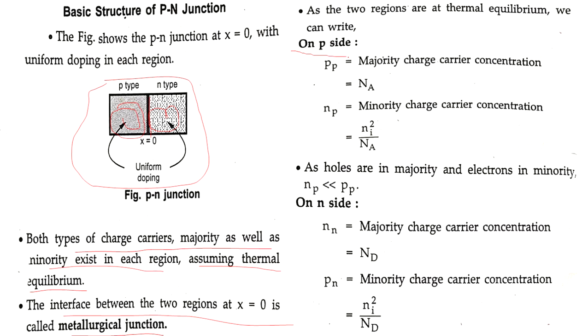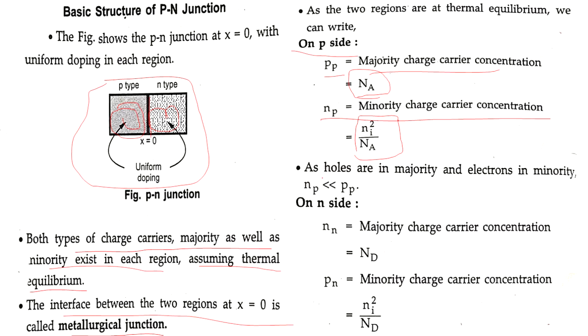On the P side we have majority carriers as holes, represented by Pp, which is nothing but the concentration of holes in P-type, depending upon the number of trivalent impurity atoms we have added, that is the number of acceptor atoms, represented by Na here. And Np is the minority charge carrier concentration in P-type, which is given by Ni squared by Na. So this is related to the mass action law, right?